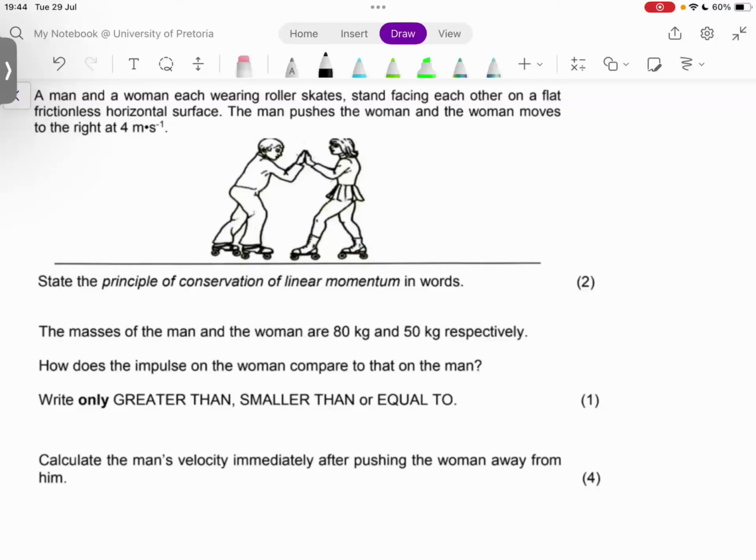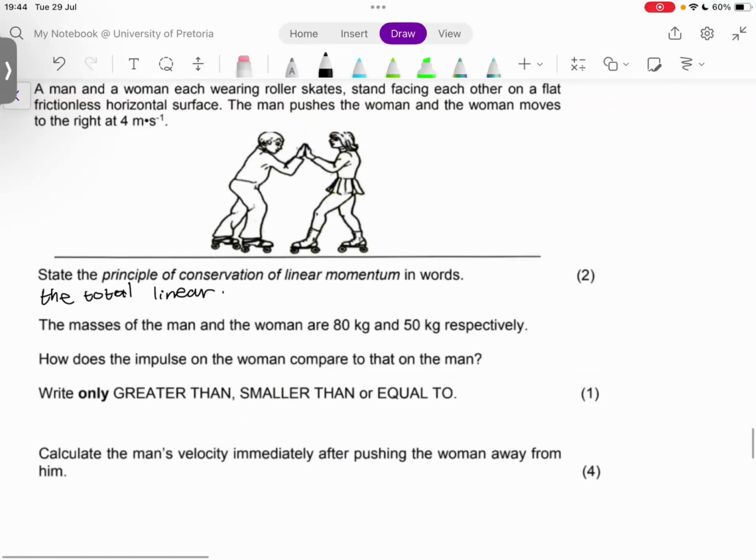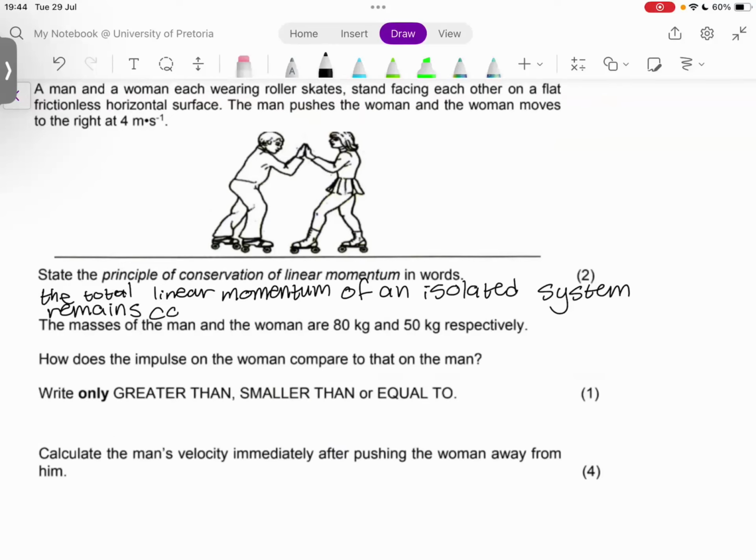Let me write that down. The total linear momentum of an isolated system remains constant. Cool.